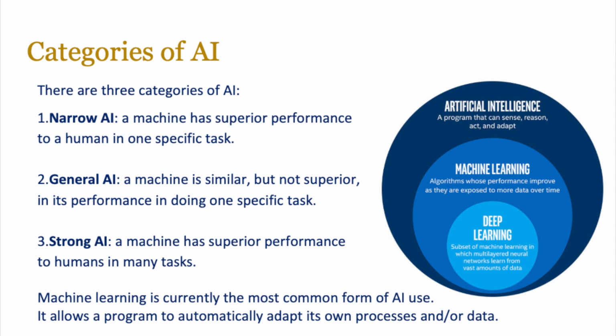This is a machine or a program that has superior performance to humans in many tasks. Now, we haven't yet created a system that can do that. Most artificially intelligent systems are normally equal to or superior to humans in just one task. Some can do many tasks perhaps, but they're very inferior and they can't do it really well.